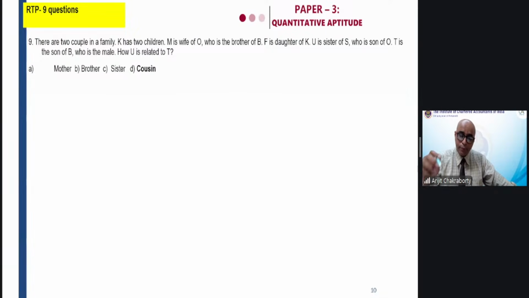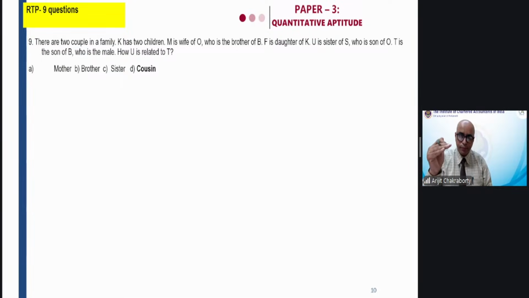Next we have got that B is the brother of O. That also we have directly analyzed and derived. Next, T is the son of B. So T is male. T is the son of B, who is the male. How is U related to T? So number of people here. U और T के बीच का संबंध क्या है? So if you see U and S कौन है? U and S are the children of O and M.